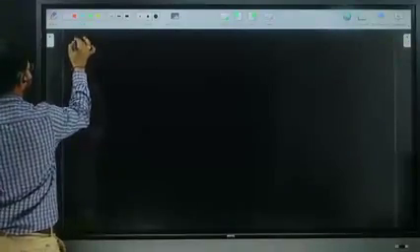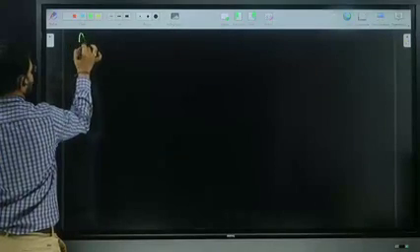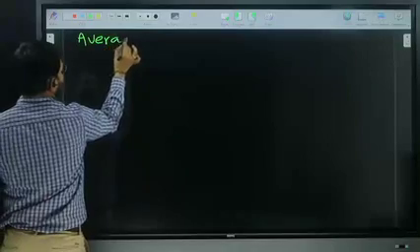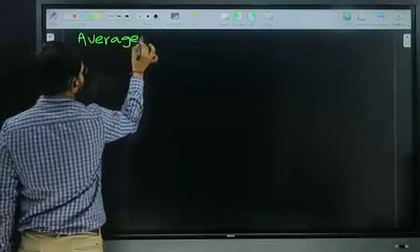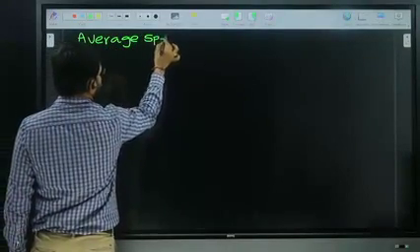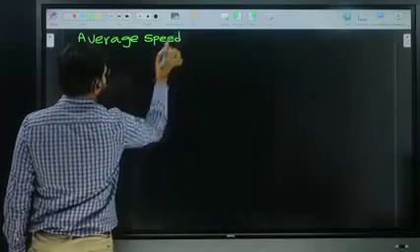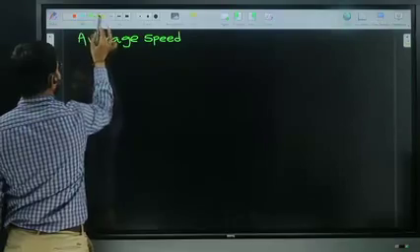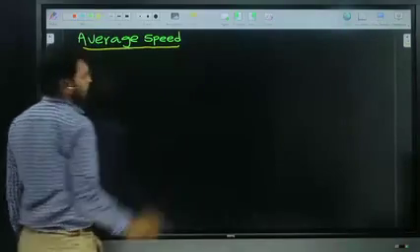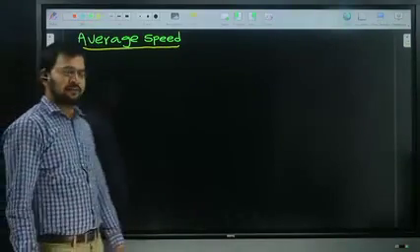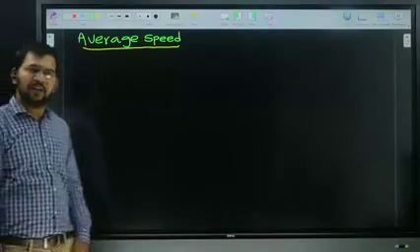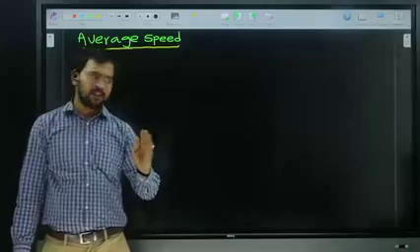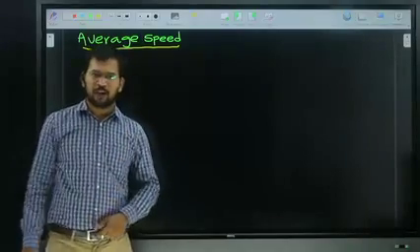Concept number 4, average speed. So this is very, very important. After the distance constant method, this is the most important one. Okay? Look at me.